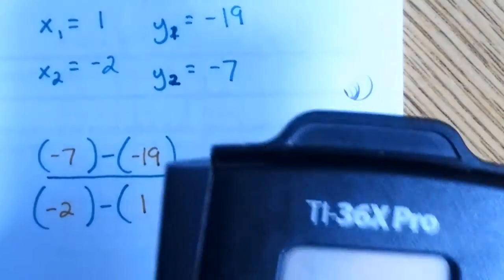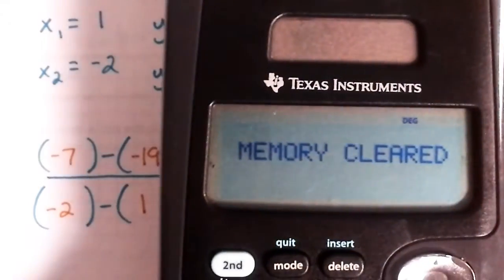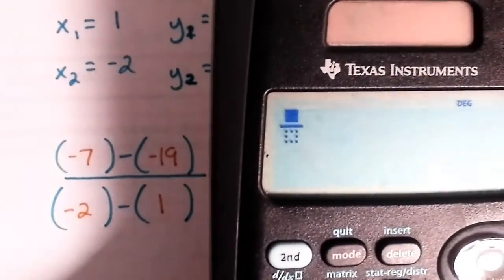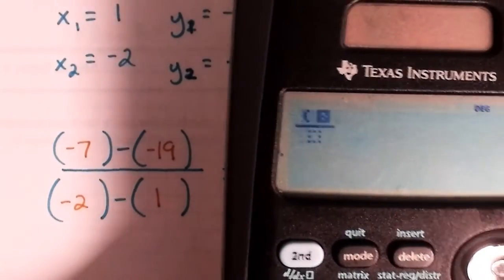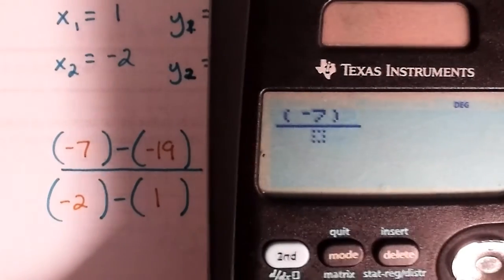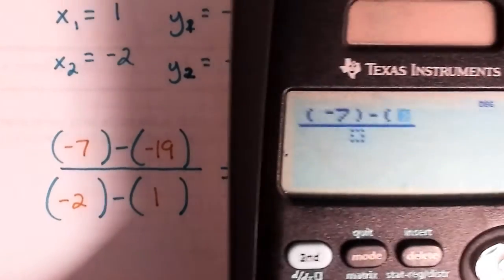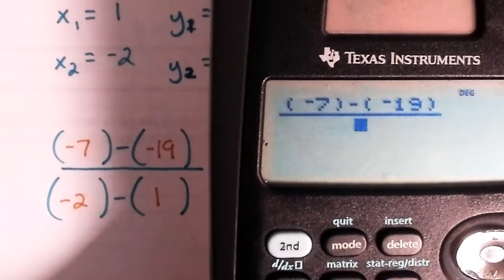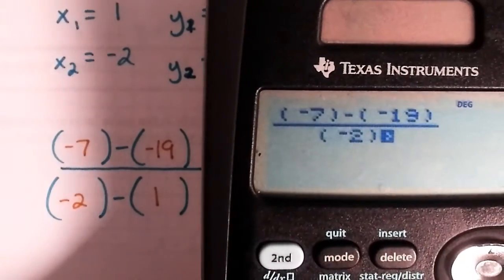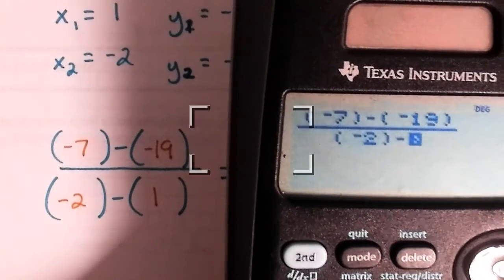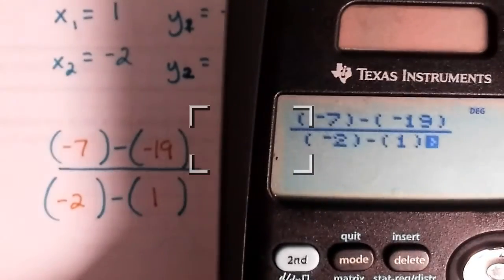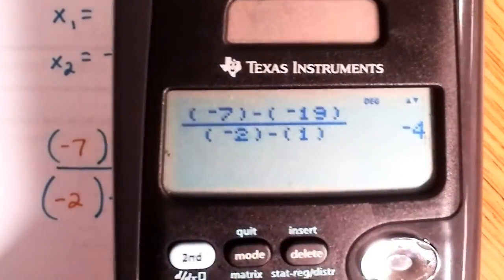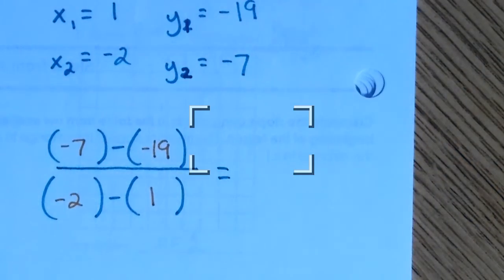Good, so I'm going to give you all a chance to plug in your calculator. I just did memory clear, then I pressed the fraction button and plug it in exactly. So parentheses negative 7 minus parentheses negative 19, and then I go down, parentheses negative 2 minus parentheses 1. And the answer is negative 4. Excellent. Did y'all plug it in your calculator too? That's what I like to hear.